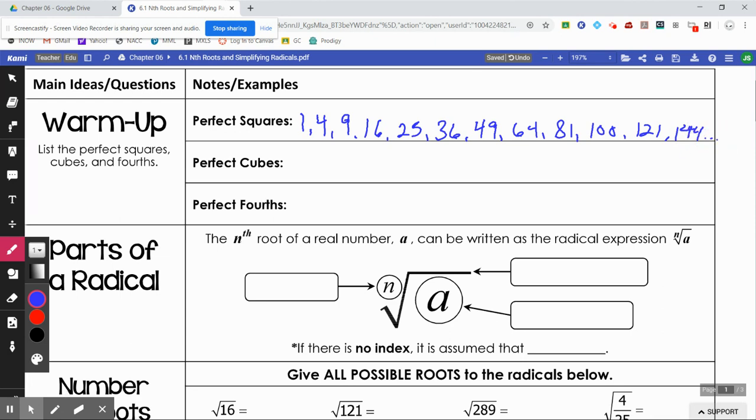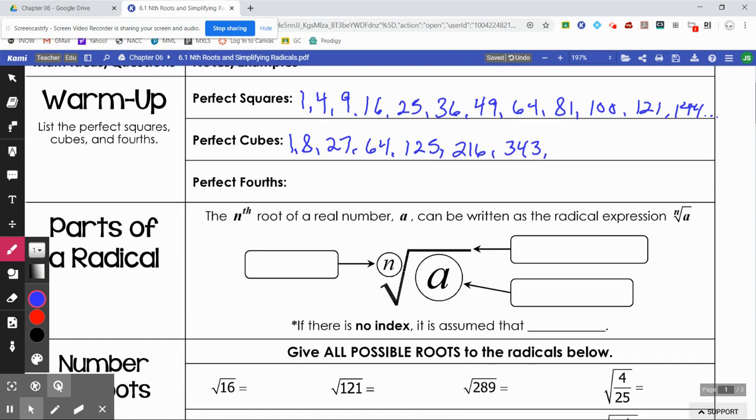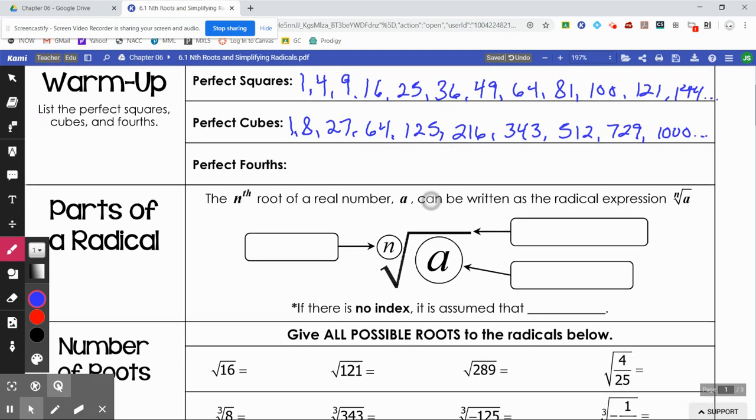Your perfect cubes, 1 to the third power, 2 to the third power, which is 8, 3 to the third power, 27, 64, 125, 216, 343. 8 times 8 times 8 is 512, 729, 1,000, and so on and so forth. That's through 10 to the third.